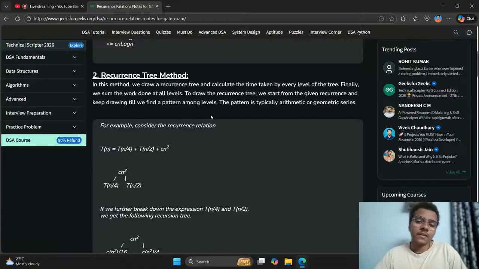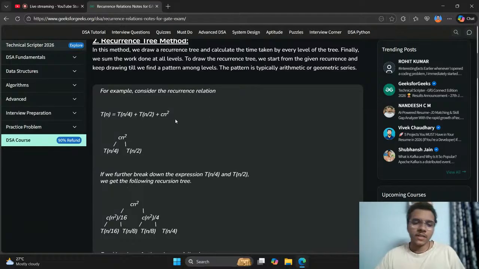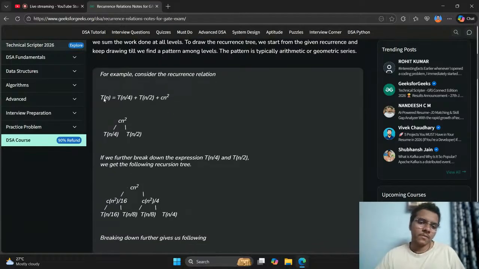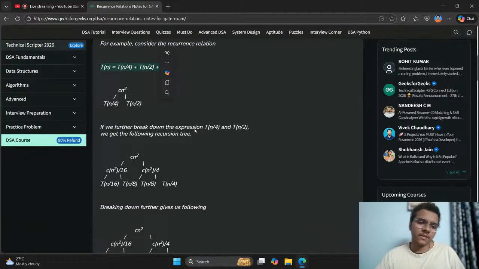To draw the recurrence tree, we start from the given recurrence and keep drawing till we find a pattern among levels. This pattern is typically an arithmetic or geometric series. This seems more intuitive, to be honest. So this is the given recurrence relation, and okay, this is the base case, C n square you can say. T of n by 4 is called and T of n by 2 is called.